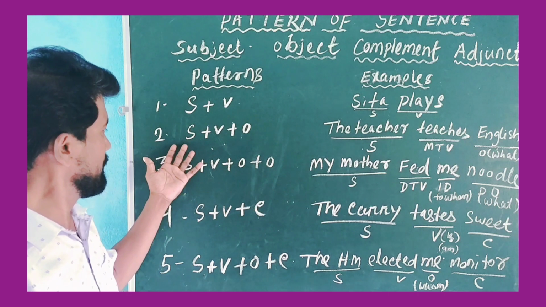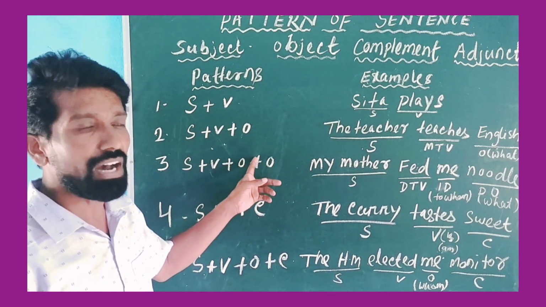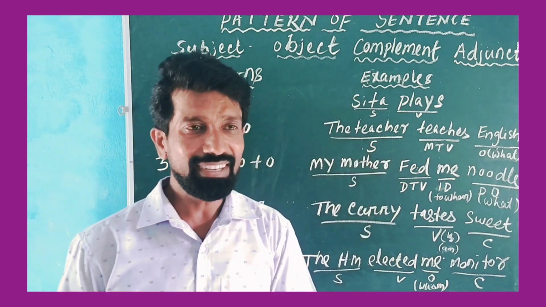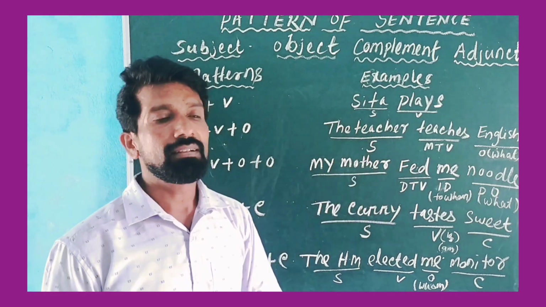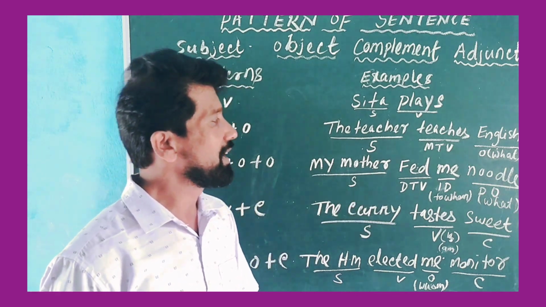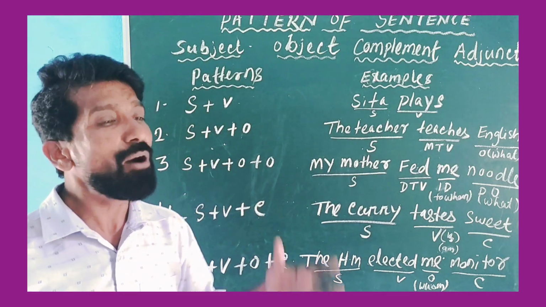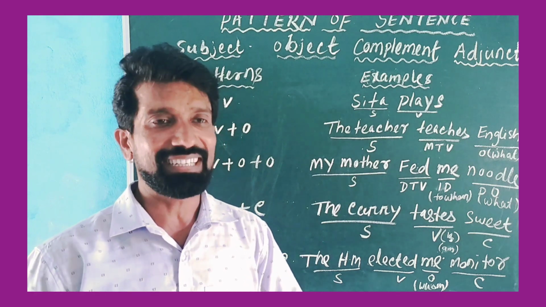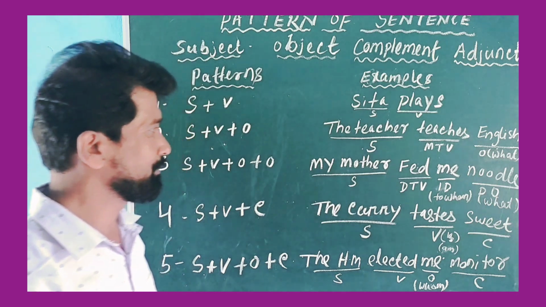Then the second part of sentence is subject plus verb plus object. You see, the teacher teaches English. Okay. Here the teacher is subject. Teaches is verb and English is object. But here a question arises. How can we know here that English is an object? Can you tell me? Let me explain that.